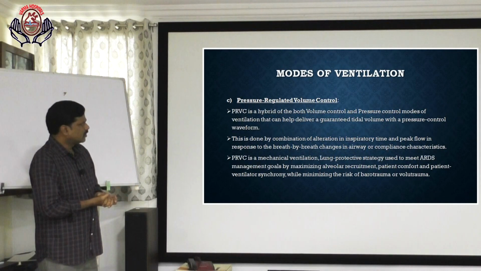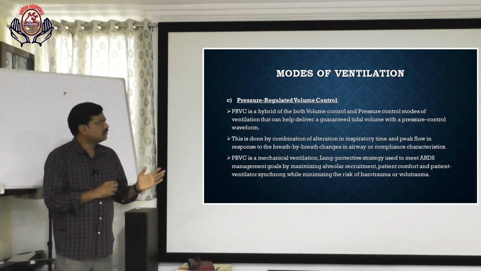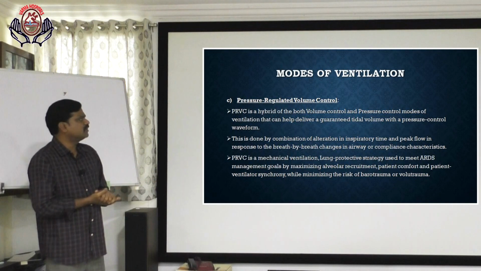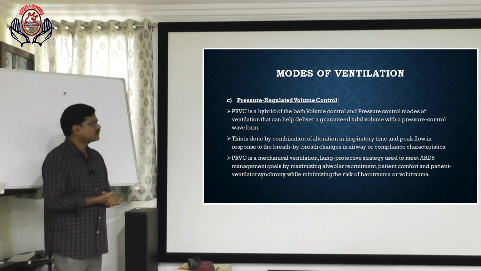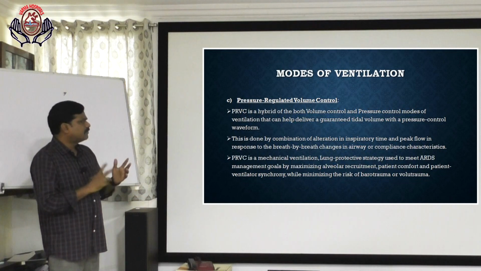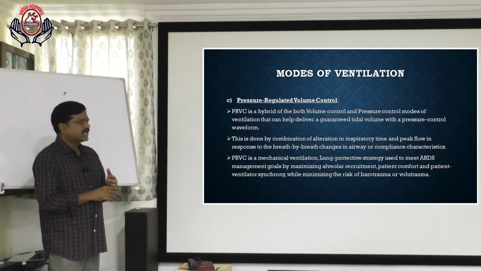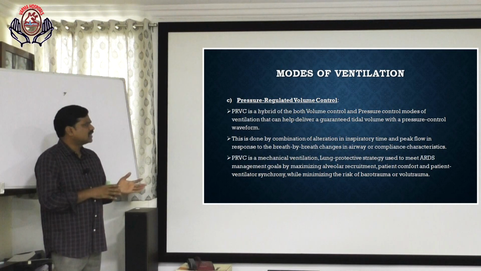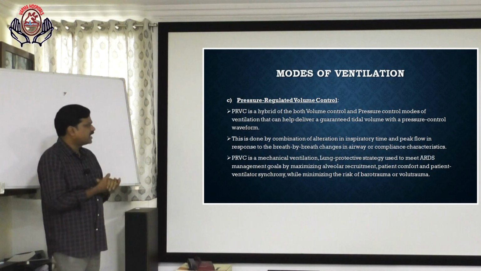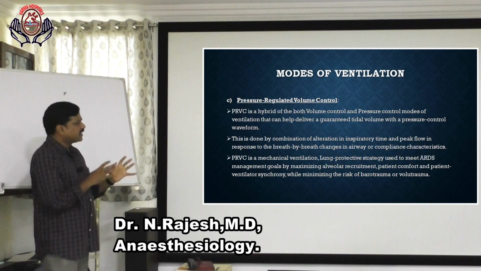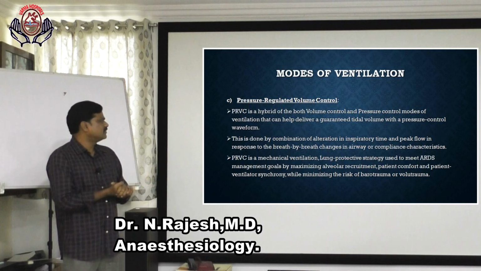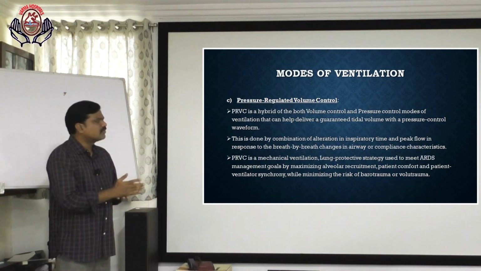Pressure regulated volume control, PRVC, is a hybrid of both volume control and pressure control modes of ventilation. This can help deliver a guaranteed tidal volume with a pressure control waveform. This is done by a combination of alteration in inspiratory time and peak flow in response to breath by breath changes in the airway or compliance characteristics. PRVC is a mechanical ventilation lung protective strategy used in the management of ARDS patients, with goals of maximizing alveolar recruitment, patient comfort and patient ventilator synchrony while minimizing the risk of barotrauma or volutrauma.